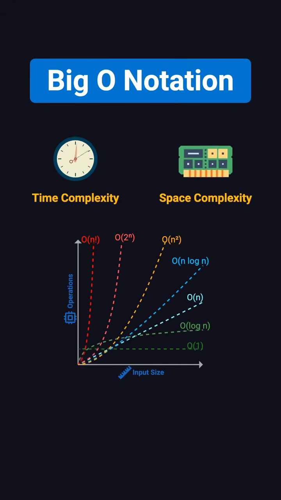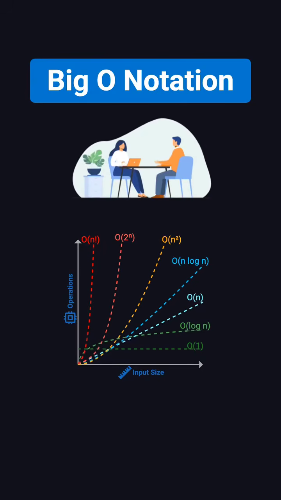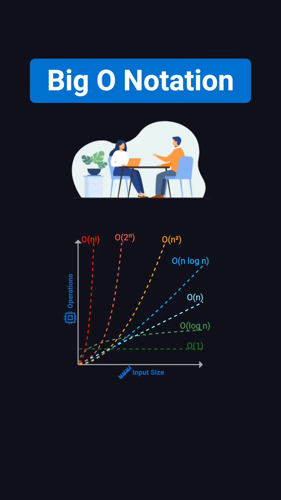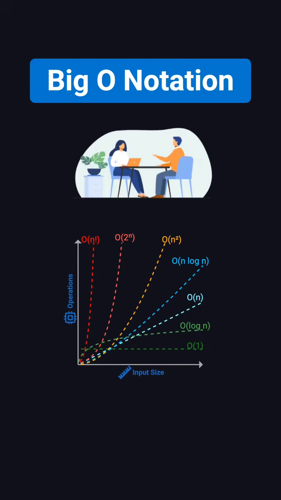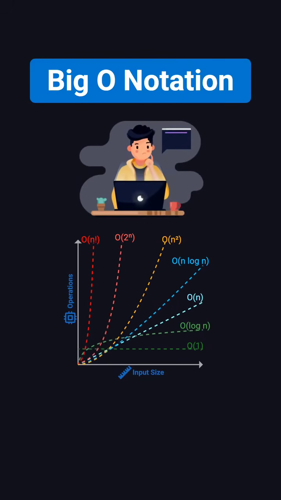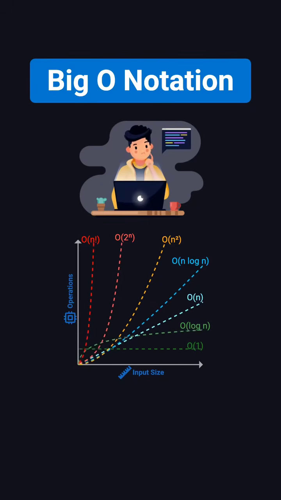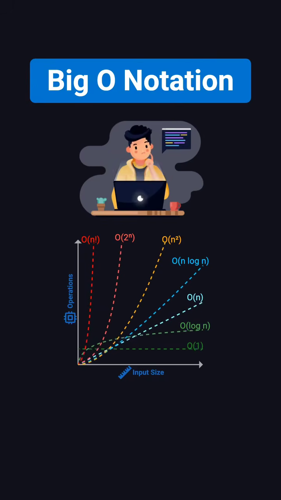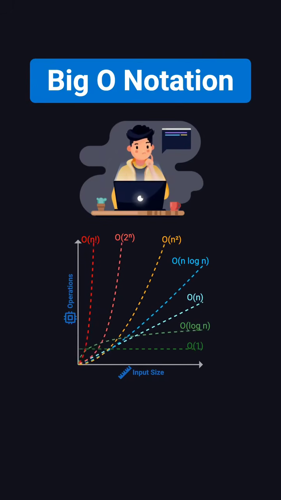So why should you learn Big O? If you're preparing for job interviews, algorithm complexity questions almost always come up. If you're a developer, understanding complexity helps you write more efficient code and avoid system crashes when handling large datasets. In fact, many performance bottlenecks in real-world systems happen because complexity wasn't considered during design.